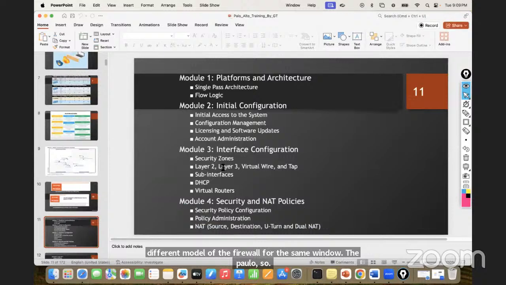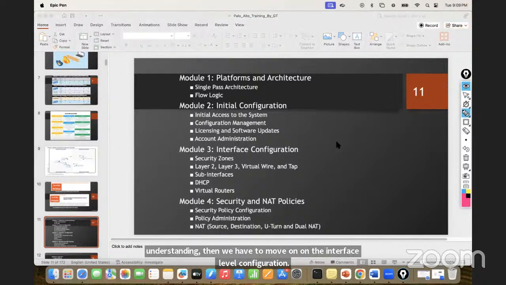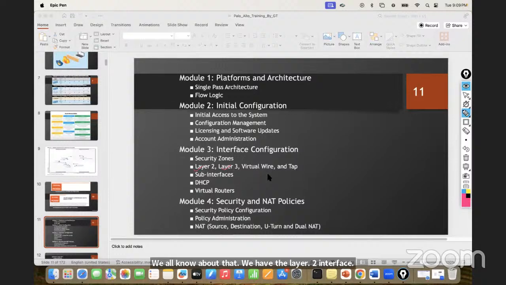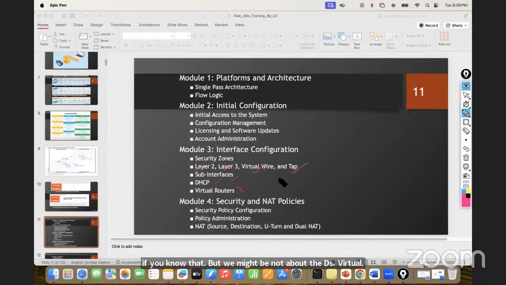Okay. Now, once we have the basic foundation understanding about the Palo Alto, then we have to move on to interface level configuration. Here, we all know about the layer 2 interface and the layer 3 interface, but we don't know about the virtual wire interface, tap mode interface, sub interfaces. We know DSAP, but we might not know about the virtual routers. So we are going to get a new set of concepts about virtual wire and tap mode, and how they are going to be configured. Even if I want to do inter-VLAN routing, pure VLAN routing, layer 2 communication, how it is going to happen, that is also going to be covered.